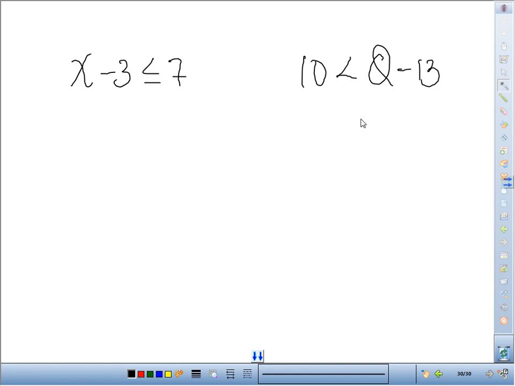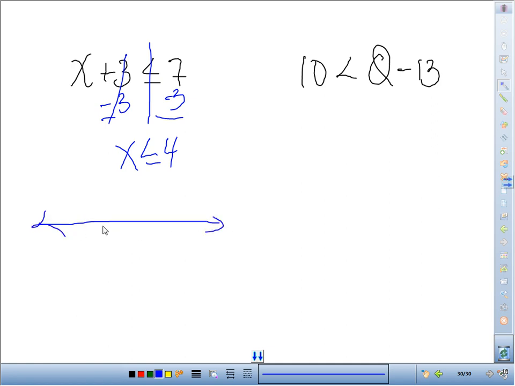Remember that? Yes. And we did something like this: x minus 3 less than or equal to 7, and the other one could have been 10 less than q minus 13. Actually, I'm going to put this one as a plus. So, for this one, line down the inequality symbol, plus 3, and this became x less than or equal to 4. Then from there you graphed: number line, you start with 0, and then you write your dividing point. This one, the dividing point is what?